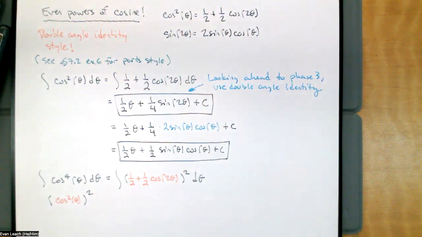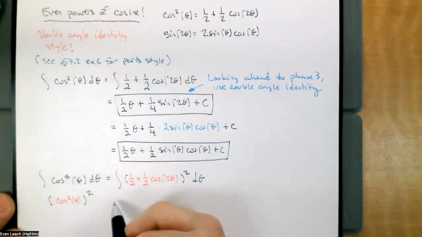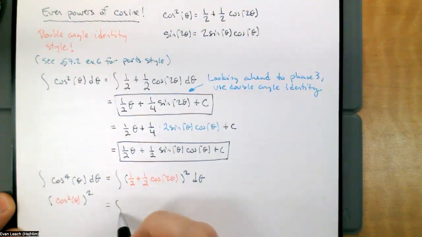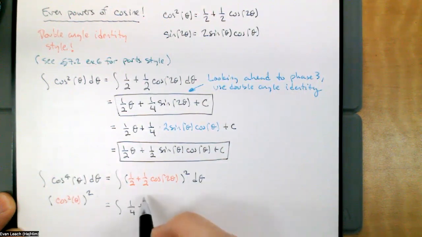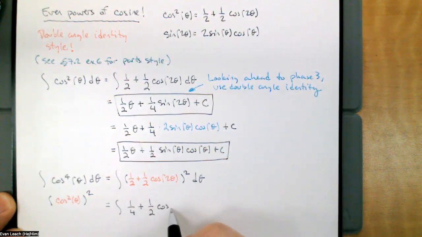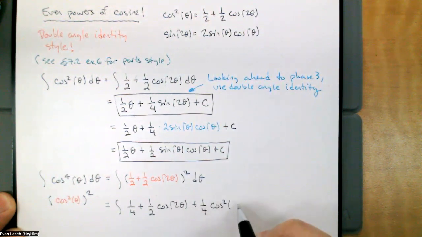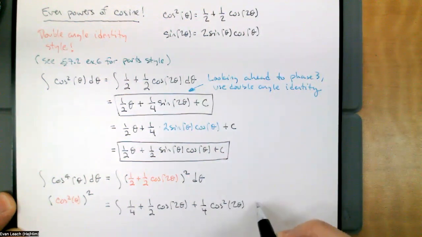This is going to result in another cosine squared. Once I multiply this out, I'm going to end up with another cosine squared. But we're going to do the same thing. The strategy is to replace cosine squared with the double angle identity. So let's see what happens here. When I multiply all this out, I get a 1/4 plus a fourth times 2, so a half cosine of 2 theta. This is what we wanted to happen, plus a 1/4 cosine squared of 2 theta. This is what we did not want.